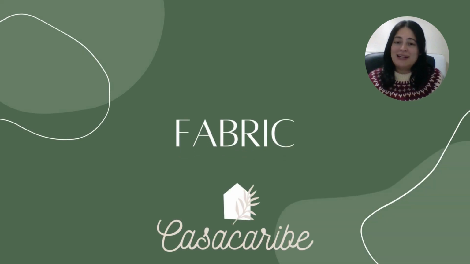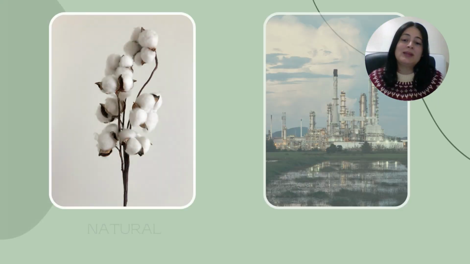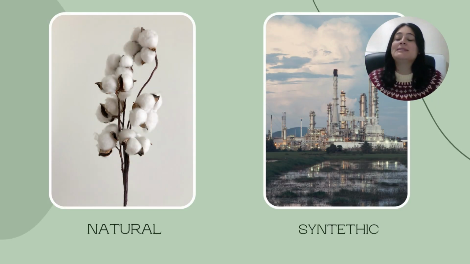To dye fabric with natural colors, we are going to need, of course, our fabric. There are two types of fabric that you can buy in the market: natural fabric or synthetic fabric. Same as natural dye, natural fabrics are from a natural source, so they came from plants or from animals.